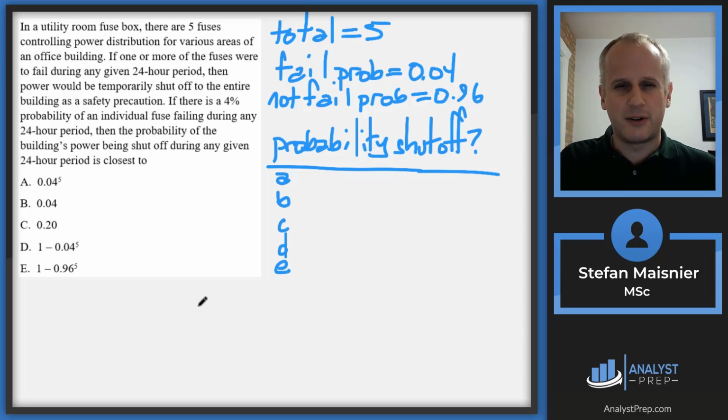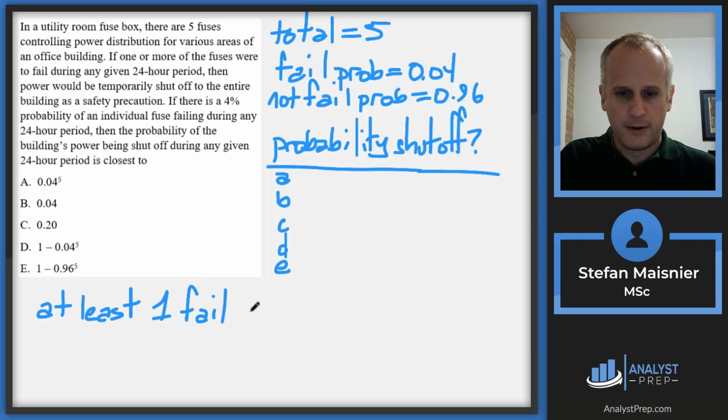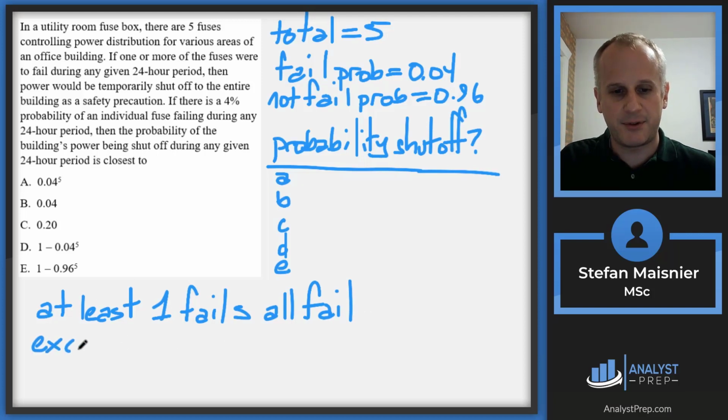So then we've got to consider how the circumstance of do not fail works. We know that the entire power has to be shut off if one or more of the fuses were to fail. So we know if at least one fails, all fail. So that means that we're looking at an exception probability here. So we know that the exception is going to be 0 fails.